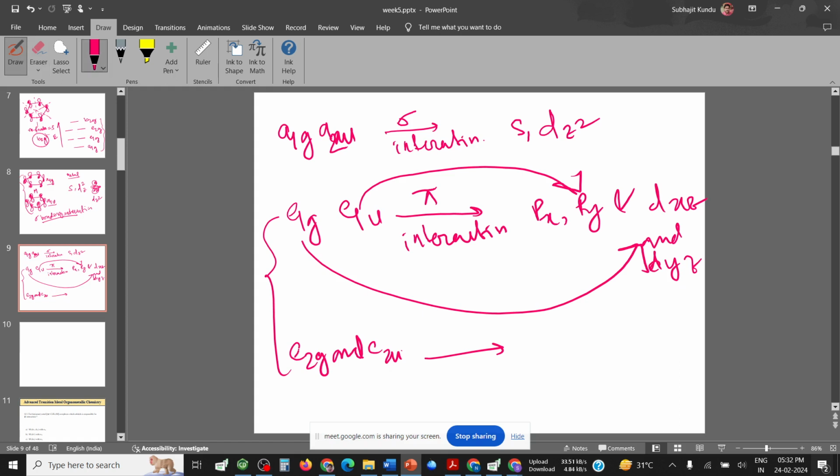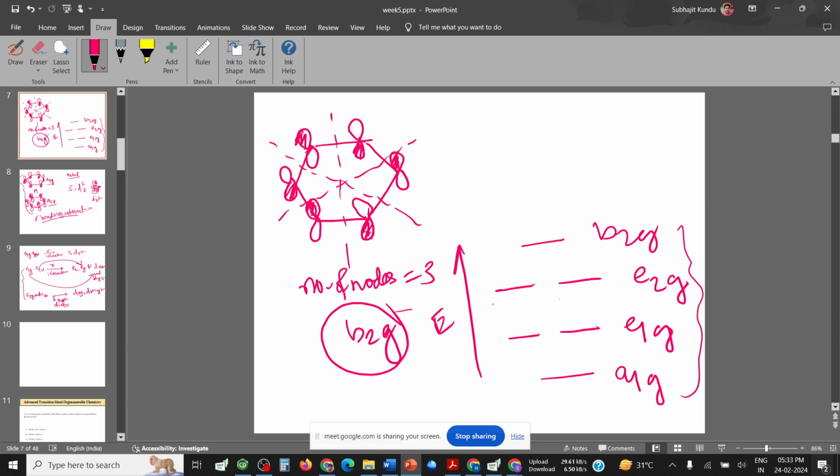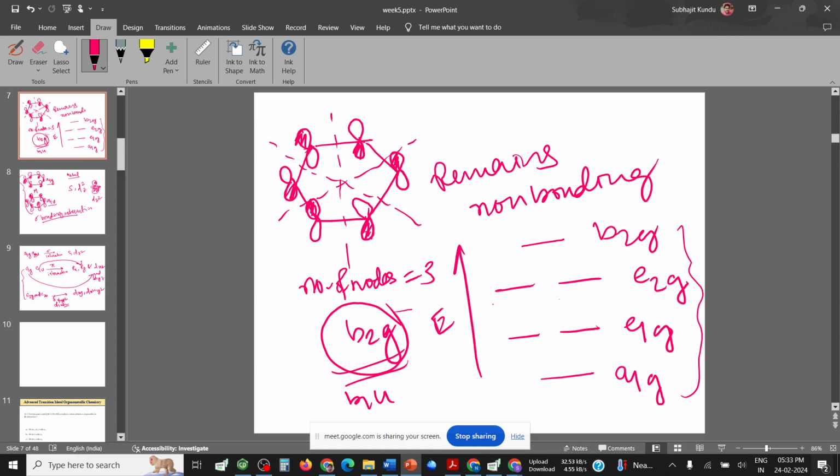So our E2G and E2U is from the delta type of interaction with the dxy and dx square minus y square, whereas these orbitals, that is the B2G and B1U, remain non-bonding in the molecular orbital, that is, it is not interacting with any other orbital of the metal.